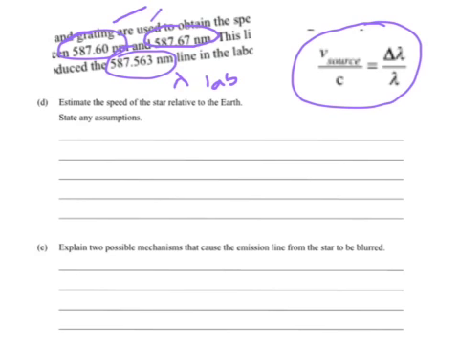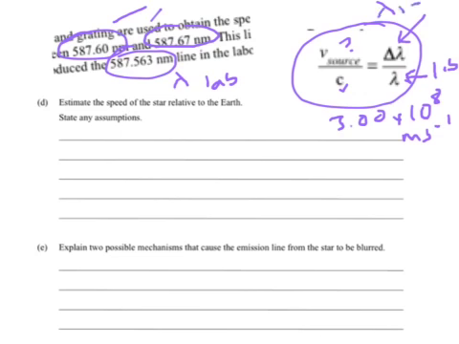Let's just say that we've got the speed of light, 3.00 times 10 to the 8 meters per second. We're trying to find the velocity of the source, that's our question mark. The wavelength here is our unmodified wavelength from the lab, and the change in wavelength here is the wavelength measured minus the wavelength from the lab.